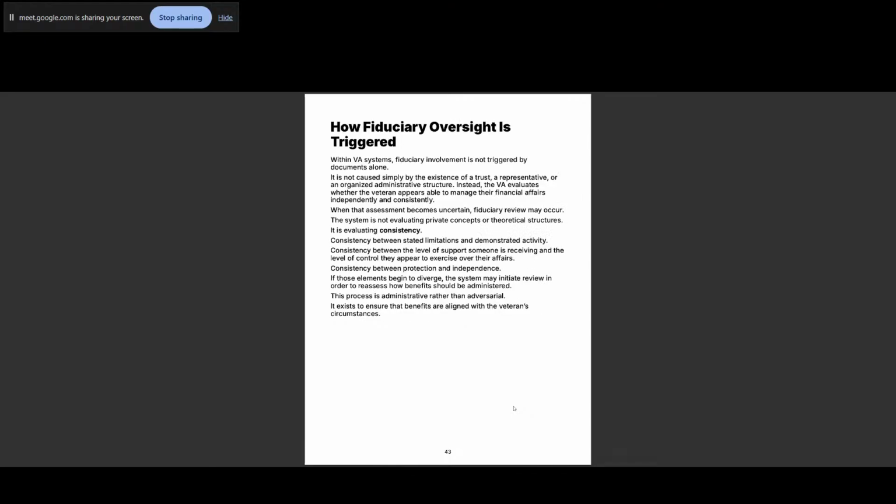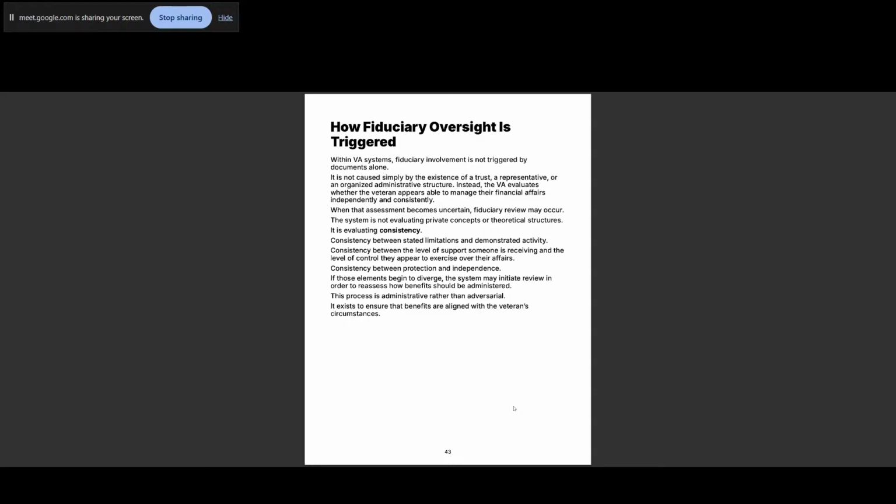How fiduciary oversight is triggered. With VA systems, fiduciary involvement is not triggered by documents alone. It is not caused simply by the existence of a trust, a representative, or an organized administrative structure. Instead, the VA evaluates whether the veteran appears able to manage their financial affairs independently and consistently. When that assessment becomes uncertain, fiduciary review may occur.